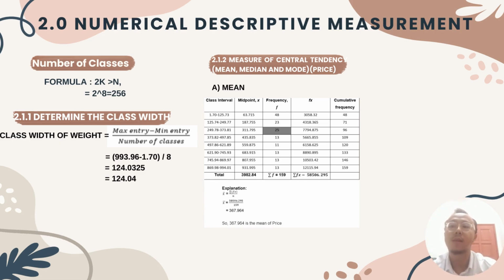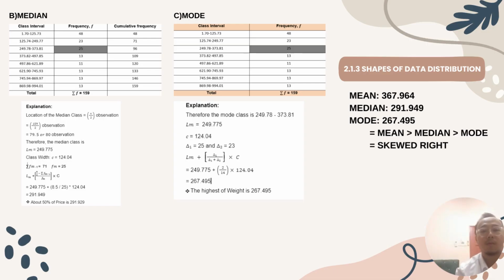Next is the mean for the price. The answer for the mean for the price is 367.964. For the median, the answer is 291.949, and for the mode it is 267.495. So that means the shape of the data distribution is skewed right.